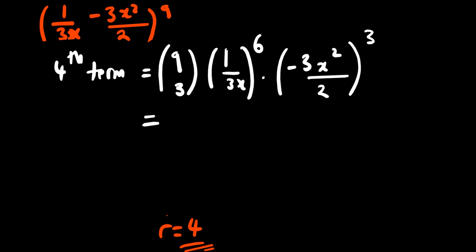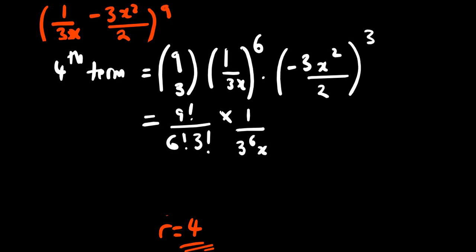Then n choose 3, that is 9 factorial over 9 minus 3, that is 6. So this is 6 factorial multiplied by 3 factorial. This is multiplying by 1 over 6. Now the 6 is going to fall on 1, and the 6 is also going to go on 3x. Any number 1 to the power of any number is just 1, right? So I'm going to have 1 over 3 to the power 6 and x to the power 6.